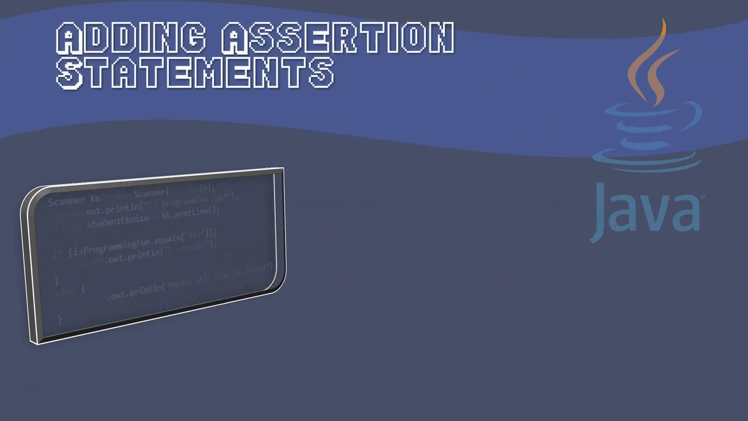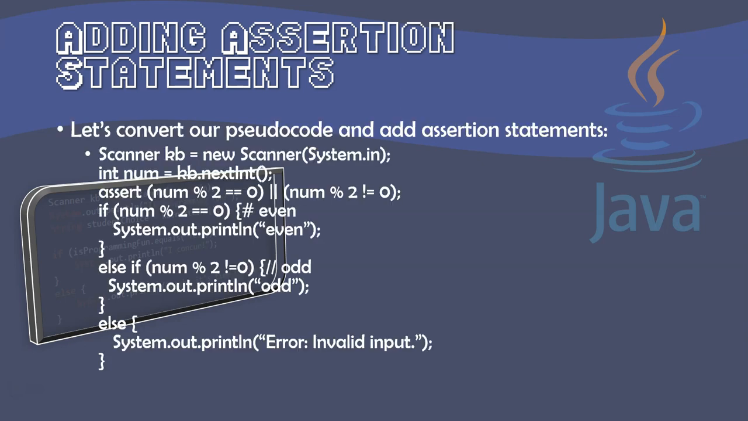So how do we actually add assertion statements? If we look at our existing pseudocode, we can add assertion statements into it. So we're going to convert this over into actual code. I have Scanner kb equals new Scanner(System.in), num equals kb.nextInt. I can assert that num mod 2 is either going to equal 0 or num mod 2 is not going to equal 0. And therefore I can evaluate either as even or odd, and I can have my else statement. And you notice the assertion check is only happening after I obtained this value for num from the user.